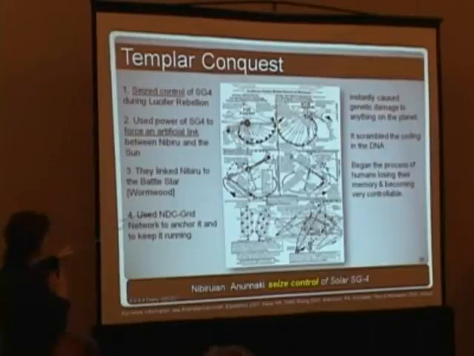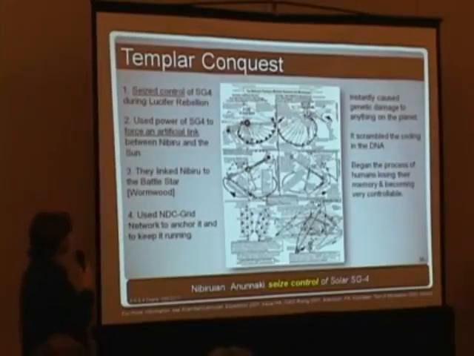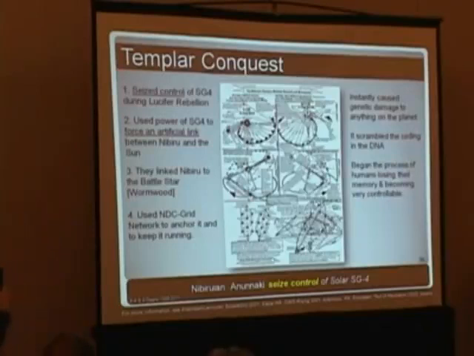They use the Nibirian data crystal grid network to anchor it and keep it running. So this is what instantly caused genetic damage to anything on the planet. It scrambled our DNA, and it was the process of us losing our memory and becoming vulnerable to fallen angelic manipulation.